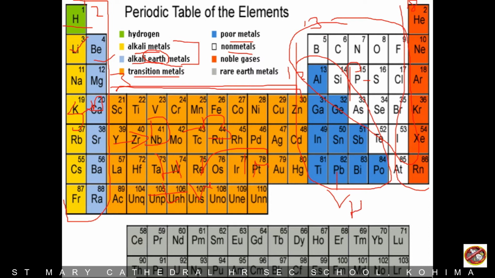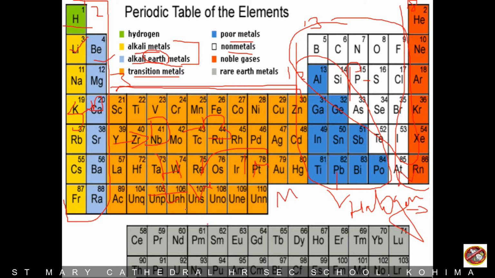You have your halogen in here. In your previous topic you have seen that there was no position for halogens, but in your modern periodic table you can see that they have categorized the halogen elements over here. Halogens were what again? Halogens are those elements which have both the properties of metal and non-metal.